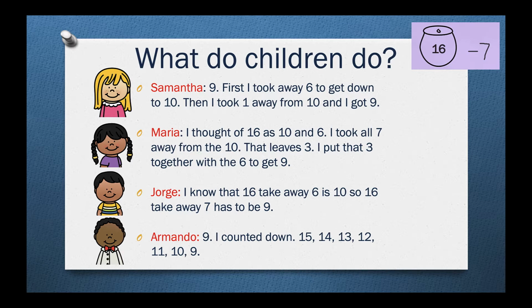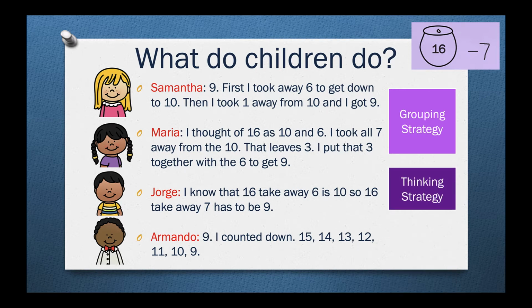Samantha's and Maria's solutions are grouping strategy solutions. Jorge's solution is a thinking strategy solution. And Armando's solution is a counting solution. We include Armando's solution to clarify that even at this stage in the sequence, there might be 1 or 2 children that have not yet developed grouping or thinking strategies.